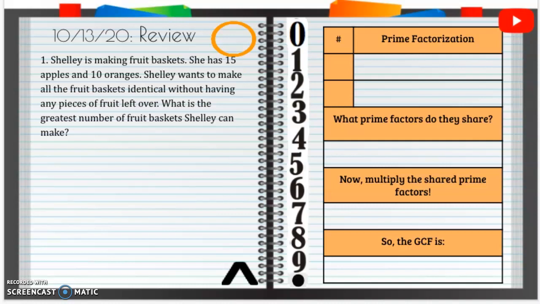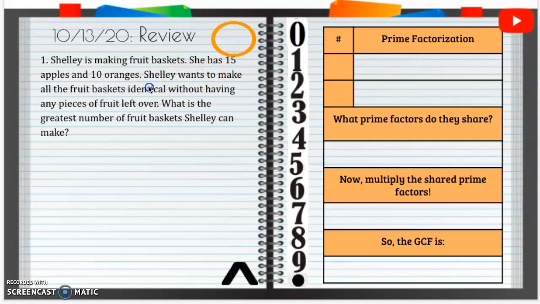October 13th, 2020 review. Shelly is making fruit baskets. She has 15 apples and 10 oranges. Shelly wants to make all the fruit baskets identical without having any pieces of fruit left over. What is the greatest number of fruit baskets Shelly can make?